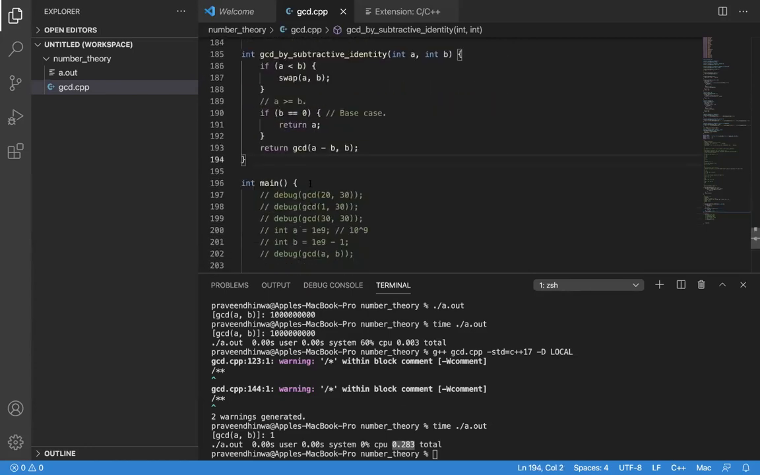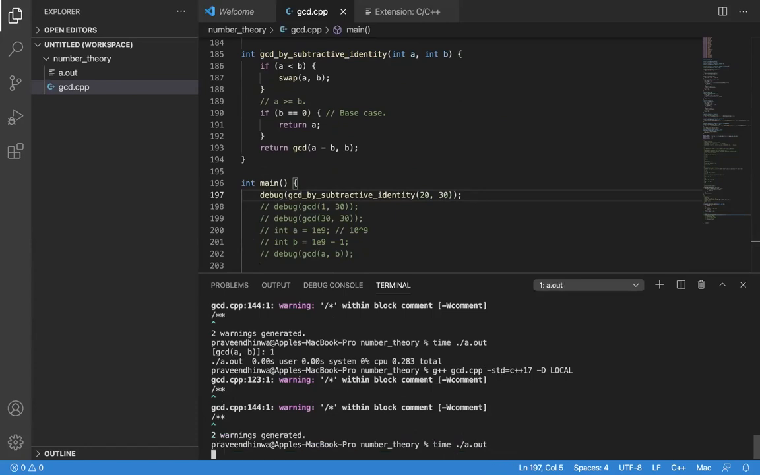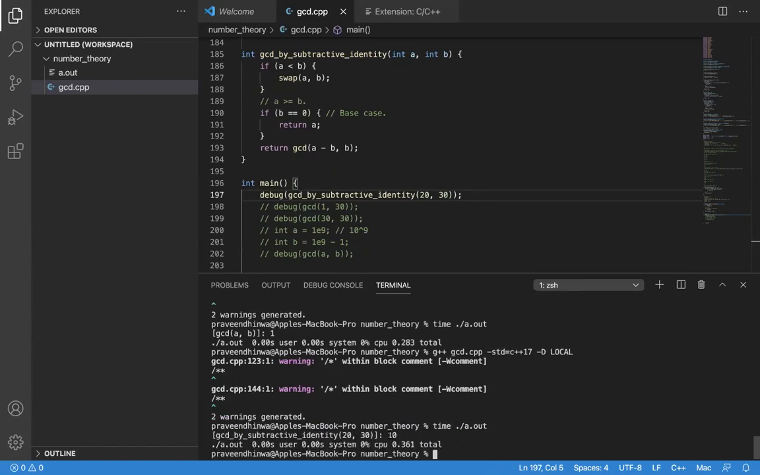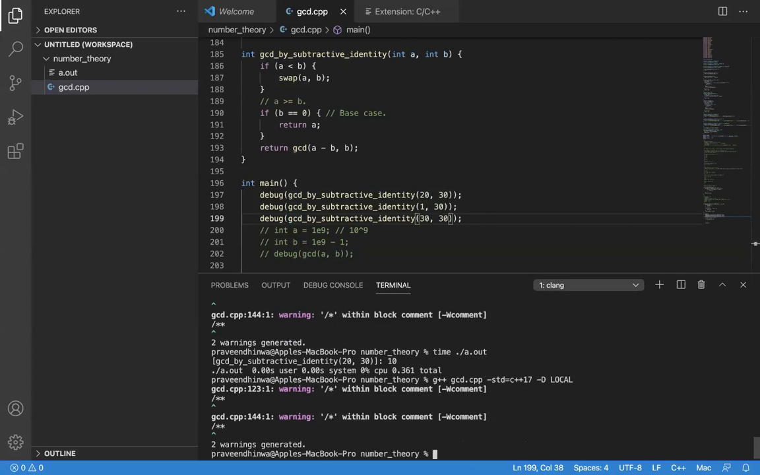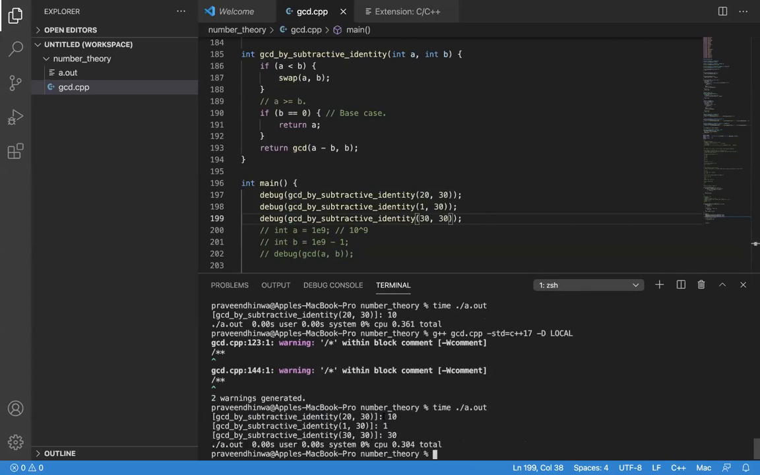So let's try GCD by subtractive identity and see whether it works for 20 comma 30, and we will see for other cases. So for 20 comma 30, say GCD is 10. Let's try some more examples. GCD of 1 comma 30, GCD of 30 comma 30. So 20 comma 30 is 10, 1 comma 30 is 1, 30 comma 30 is 30.